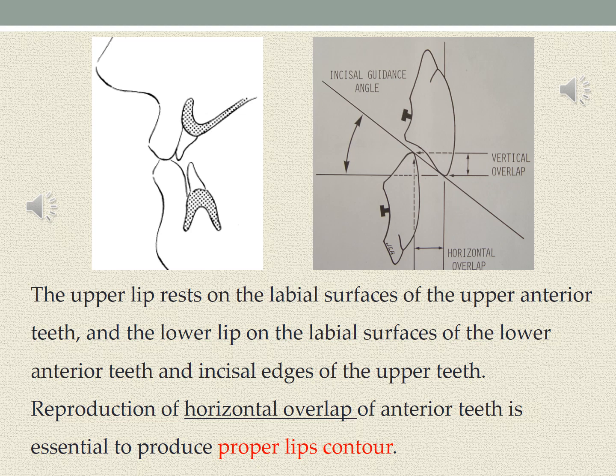The picture on the right hand side shows the relationship between upper and lower central incisors in both vertical and horizontal dimensions. This relationship is called the incisal guidance angle. This angle is formed by the path followed by the lower central incisor along the palatal surface of the upper central incisor as measured with the horizontal plane. So this angle is formed by the path followed by the lower central incisor with the horizontal plane, and this angle is called the incisal guidance angle. This angle is very important in the setting of anterior teeth, and also it's very important in the complete denture construction, as we'll see in the following lectures.